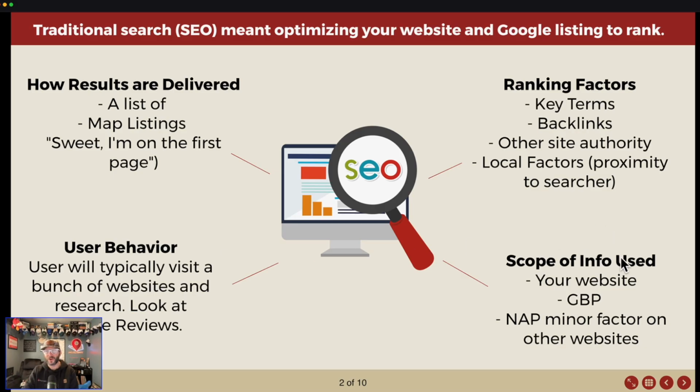So the info that's being used for these searches is your website. Your website plays a huge factor, and it still does. Your Google business profile played a huge factor, and it still does. How many Google reviews did you get? That played a big factor. And then a minor factor was this NAP, which stands for name, address, and phone number. And that would play as a minor factor within this dilemma of who gets found on a search like roofer near me.